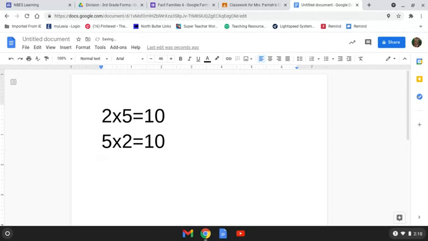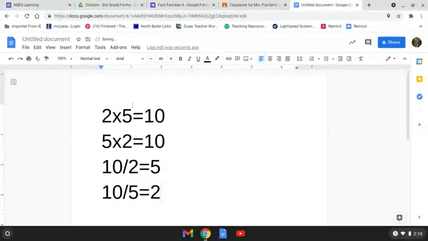So we're just going to flip this product around, and it now becomes our dividend, 10, and divided by, and remember we can't use the division symbol on the keyboard, so we're having to use the slash. 10 divided by 2 equals 5. And then we're going to do one more member of that fact family. 10 divided by 5 equals 2.